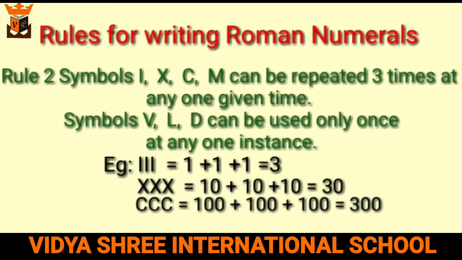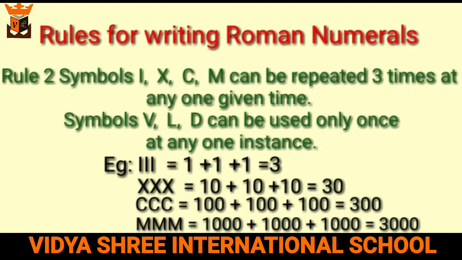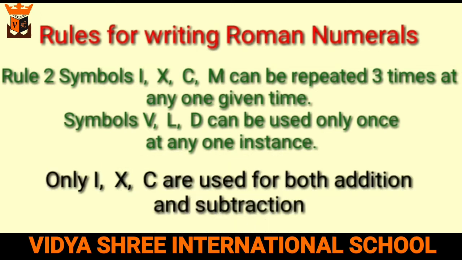CCC can be written as 100 plus 100 plus 100, which is equal to 300. MMM can be written as 1000 plus 1000 plus 1000, which is equal to 3000. Only the symbols I, X and C are used for both addition and subtraction.